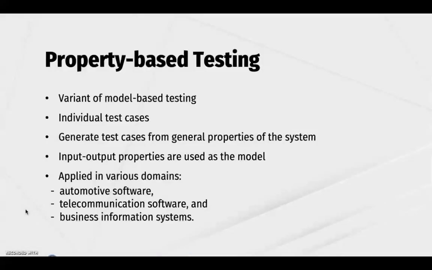Property-based testing is a type of model-based testing where the tester doesn't write test cases, but the test cases are generated by the corresponding framework from general properties of the system under test. Since it has been a successful testing technique, it has been used in various domains, such as automotive software, telecommunication software, business information systems, and so forth.